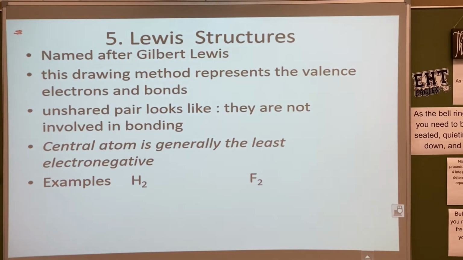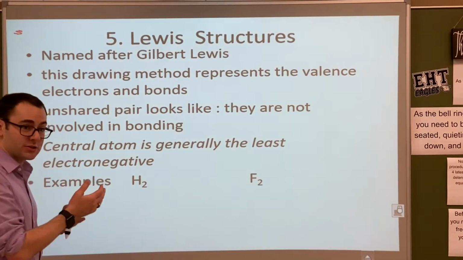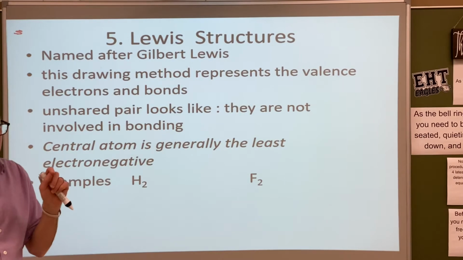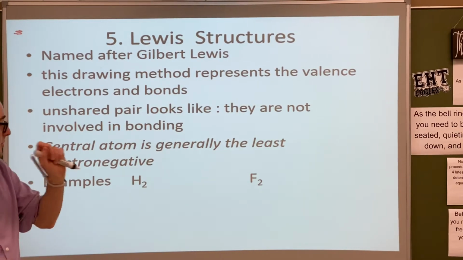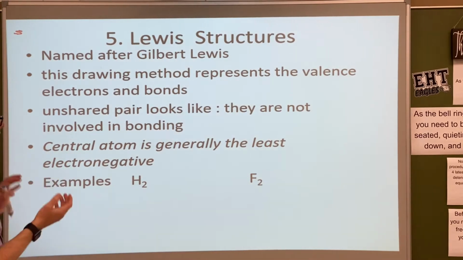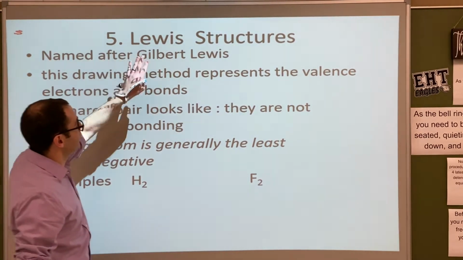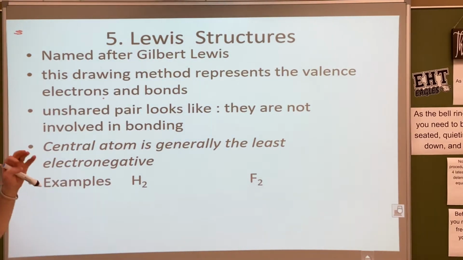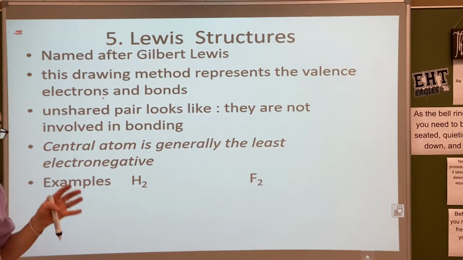Okay, so Lewis structures. This is a term for what we've been doing. This is where you show lines to represent bonds, and then you show double dots or a colon to show paired electrons that are not involved, usually in bonding. Okay, so it's named after Gilbert Lewis. He was a great chemist with electrons.